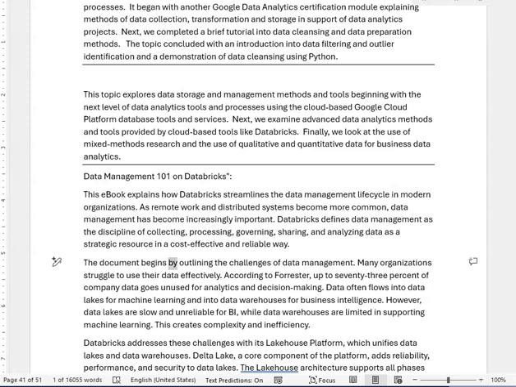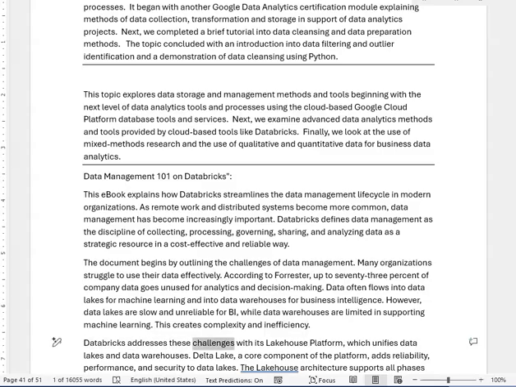The document begins by outlining the challenges of data management. Many organizations struggle to use their data effectively. According to Forrester, up to 73% of company data goes unused for analytics and decision-making. Data often flows into data lakes for machine learning and into data warehouses for business intelligence. However, data lakes are slow and unreliable for BI, while data warehouses are limited in supporting machine learning. This creates complexity and inefficiency.